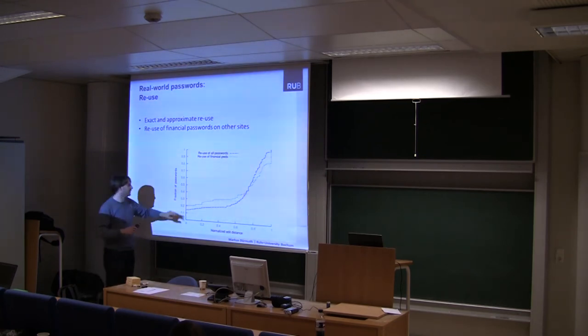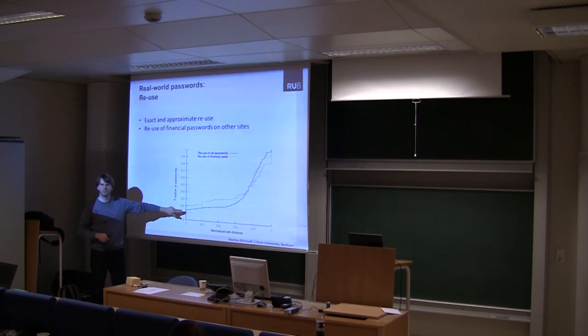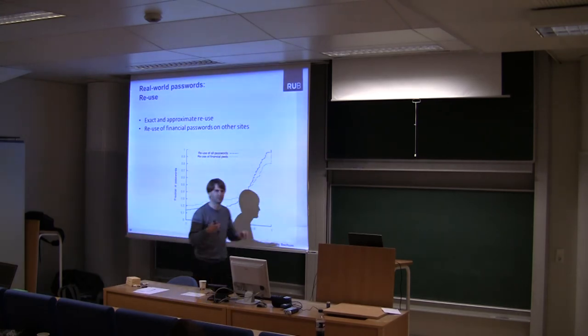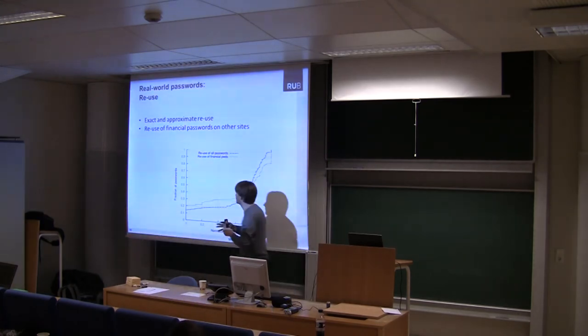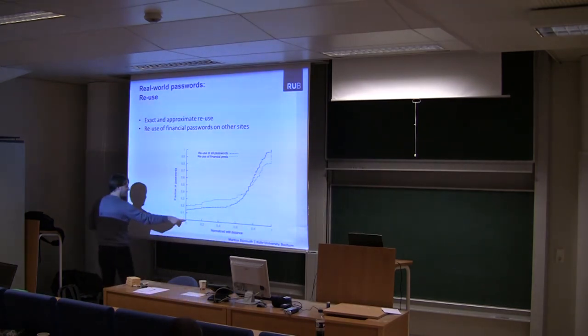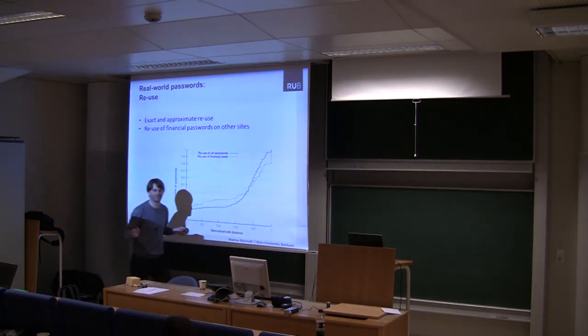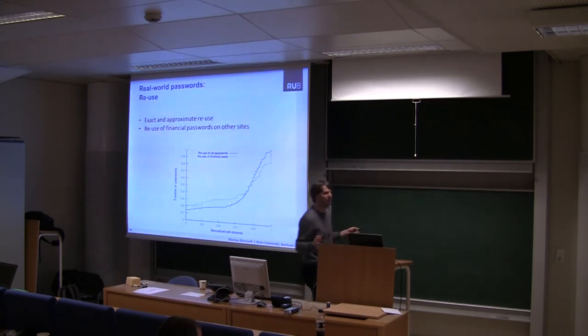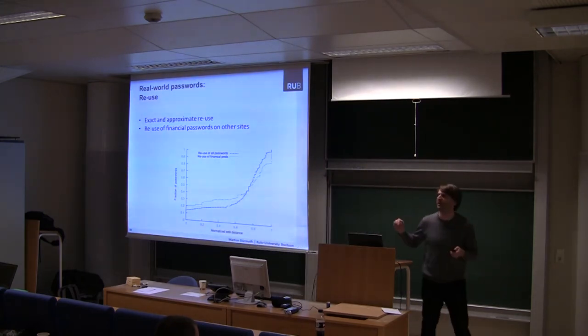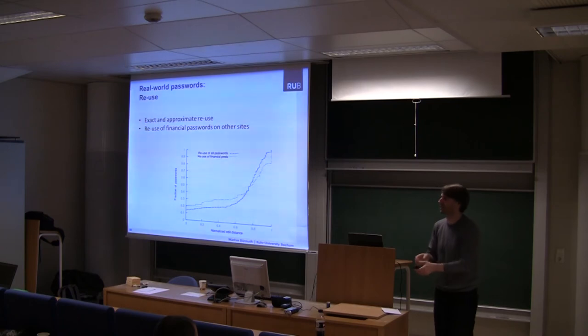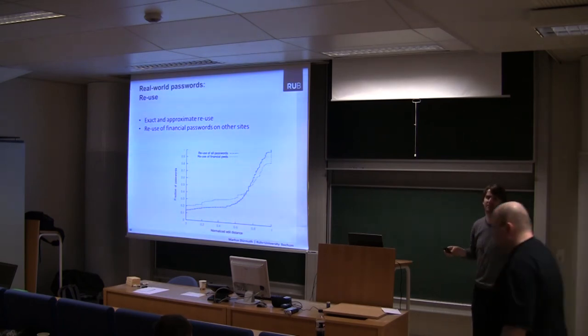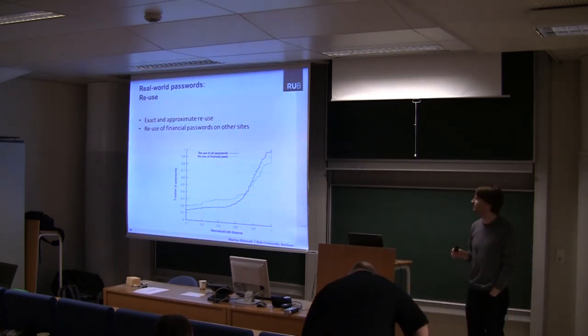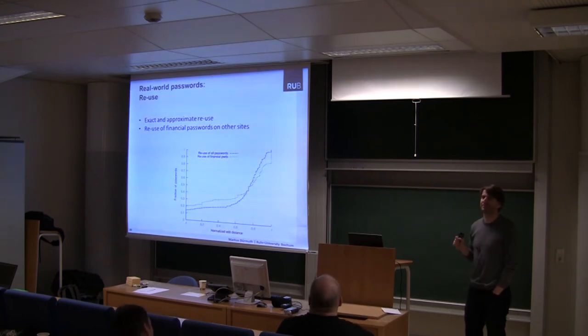Now, I have no idea why that graph is above the other. I would have hoped, at least, for it being the other way around. I would have hoped, actually, for that point being at zero. But it's not, for whatever reason. So people are reusing their financial passwords on other accounts, on low-value accounts. And this is bad, of course.